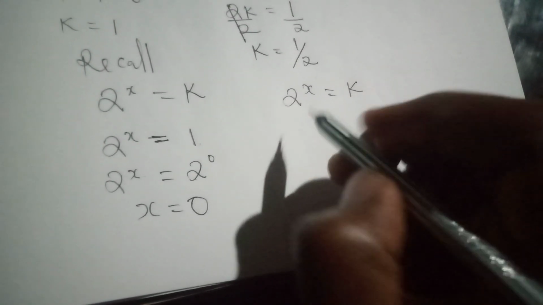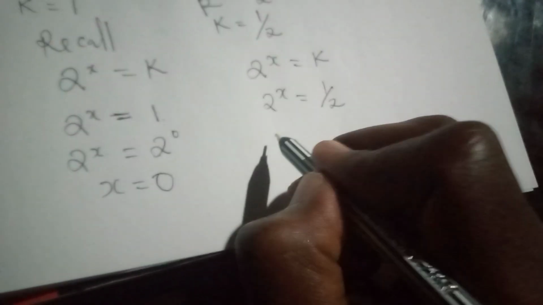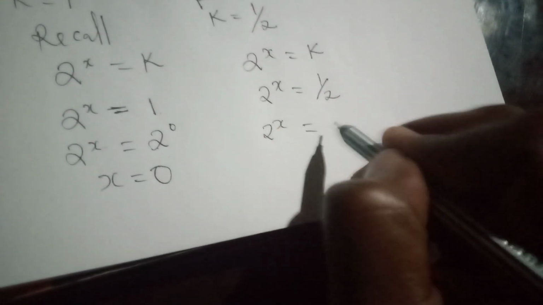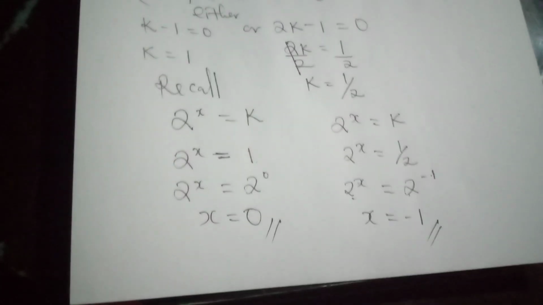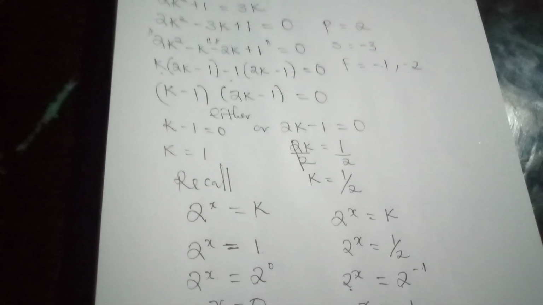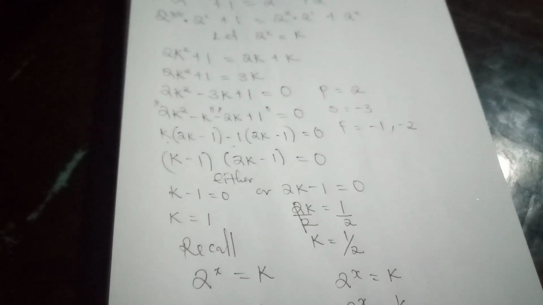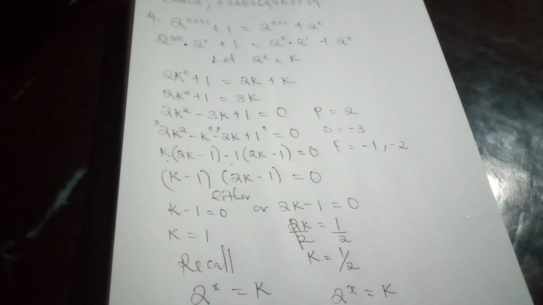So what about this one? That is 2 to power x is equals to k, which is 1 over 2, which is 2 to power x is equals to 2 power negative 1. The bases are the same, get the power. That is x is equals to negative 1. So these are the possible solutions to that question. We can now proceed to the next one.